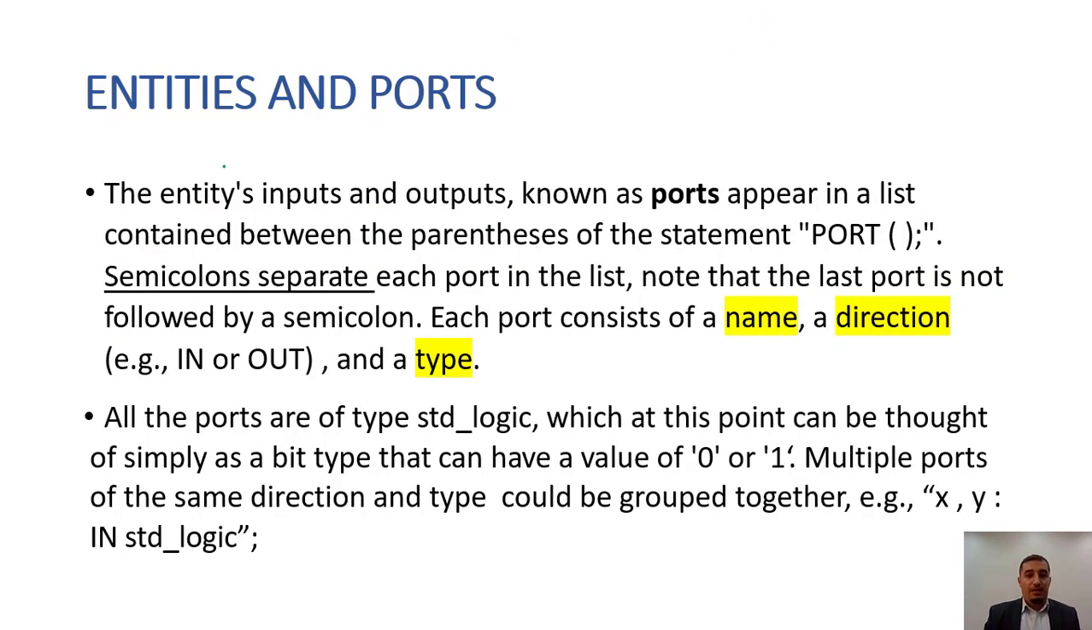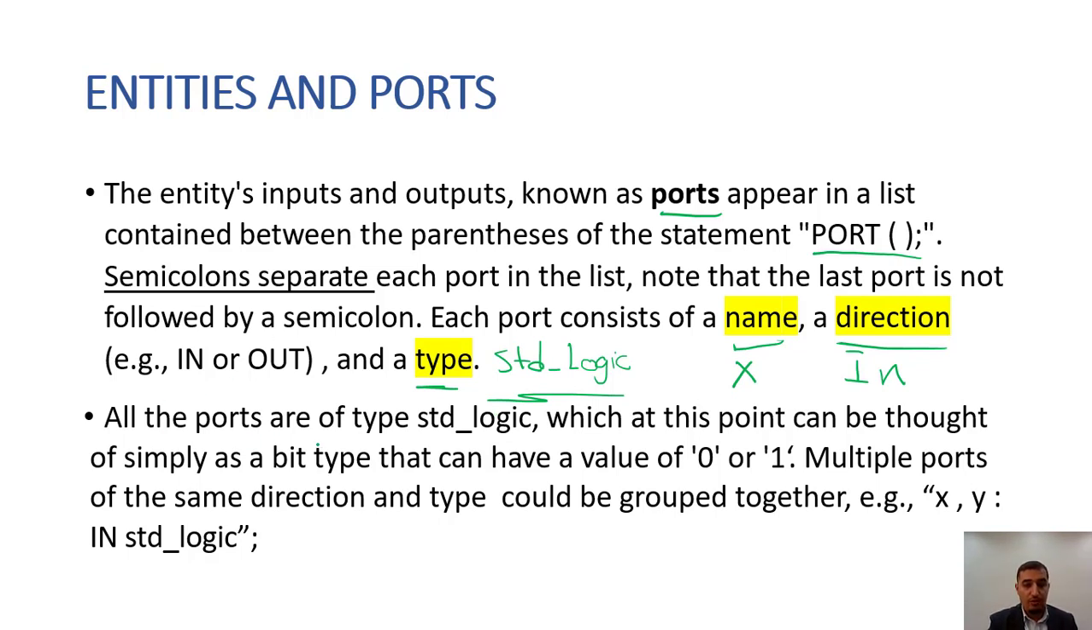So the entity inputs and outputs, known as ports, appear in the list contained between the brackets as shown here. A semicolon separates each port. Note that the last port is not followed by a semicolon. Each port consists of the name, direction, and type. In our example, name was X, direction was in, type was std_logic. These are the information that you always need to keep track of.